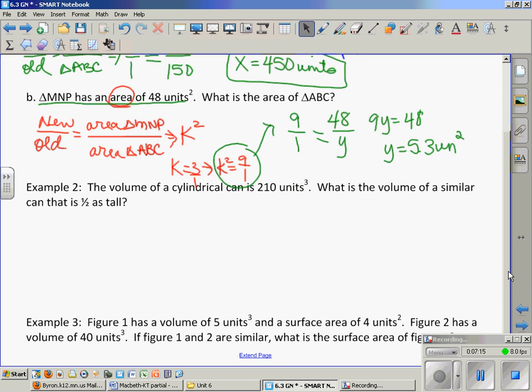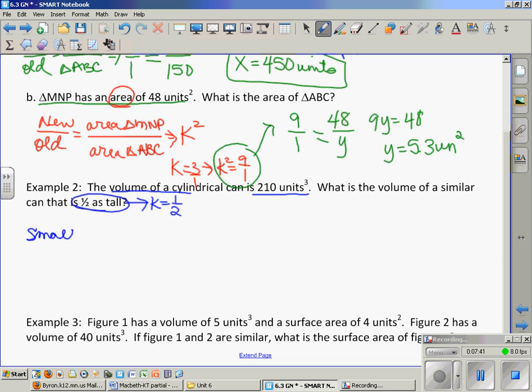Now we're going to switch to volume. Volume is three-dimensional, and there's our volume of our first can. Now the volume of a similar can is half as big. Now tall is a one-dimensional measurement, so this is giving me that k is 1/2.